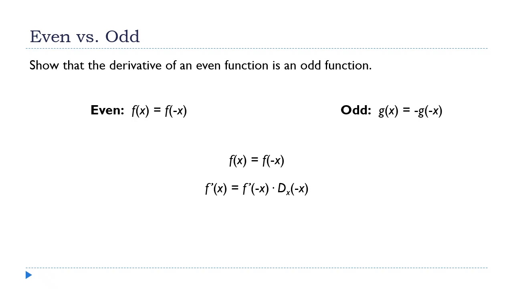Because we have one function f, and it is a function of another function, negative x. So the derivative, according to the chain rule, is going to be f prime of negative x times the derivative of that inside function, the derivative of negative x. Well, the derivative of negative x, that's easy enough. That's just negative 1. So that means f prime of x is equal to negative f prime of negative x, and that's what we needed to show.